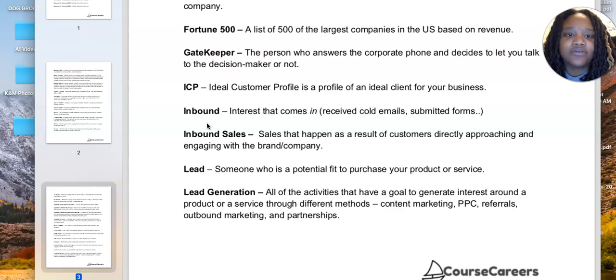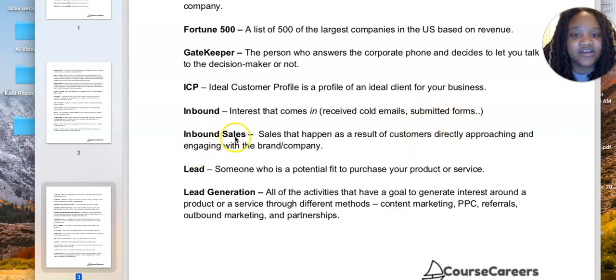Okay, inbound. Inbound is an interest that comes in via cold email or submitted form. Now, I want to go more into detail with this. This can be a call, an email, a chat, and a contact form.